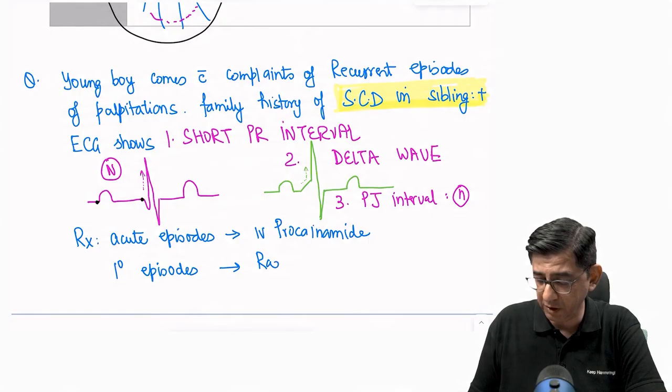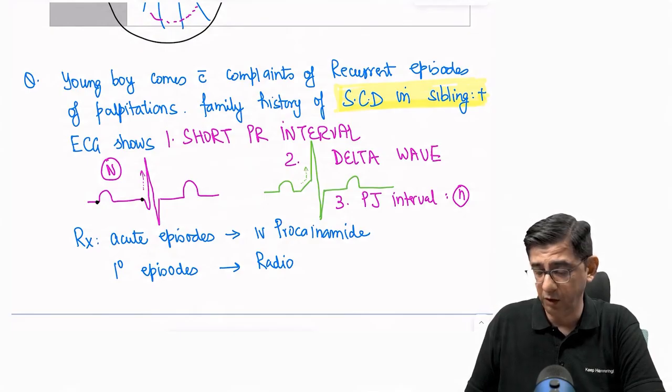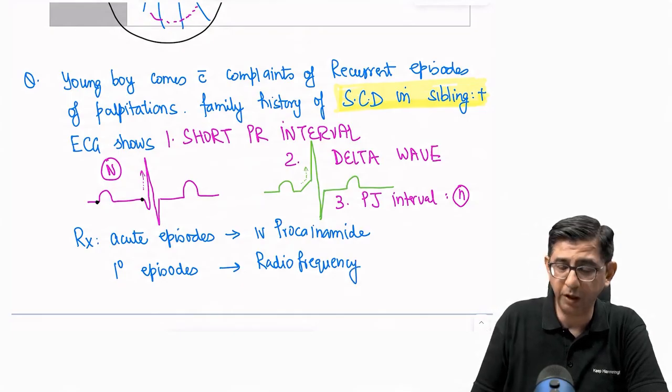If he asks, how can we prevent these episodes from occurring? Then the best way would be that I'll tell him that I'll send you over to the electrophysiology department. They will first do mapping of your heart, and then using a laser beam, they will burn the abnormal electrical pathway.